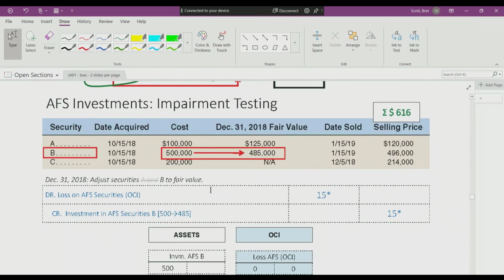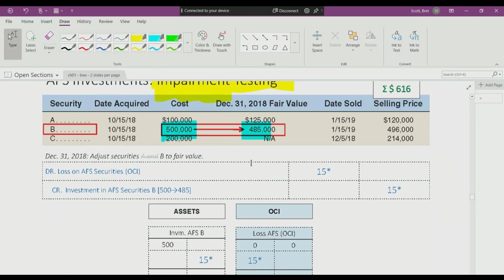So, a couple more things we want to talk about with regard to AFS securities. Impairment testing. If there's a decline in value, generally speaking, these declines are marked as temporary market declines. If you recall in the situation of security B, it was kind of a dog. It went down by 15. We didn't really like that too much. But if we looked at that and said, hey, it's just a temporary fluctuation in the market, it'll probably recover, it's okay for us to put the loss into OCI. And it's also okay to directly reduce the investment in the security itself.